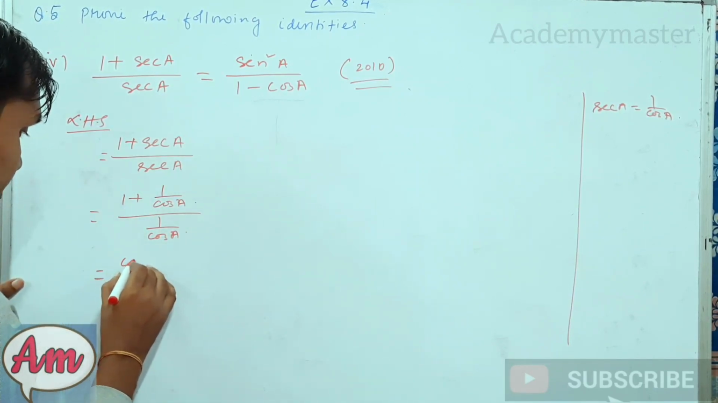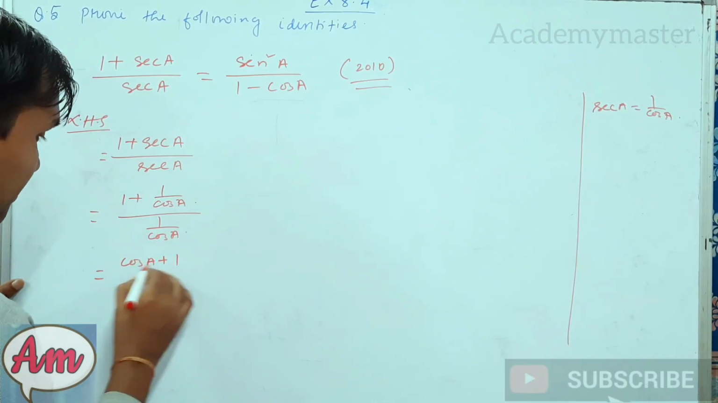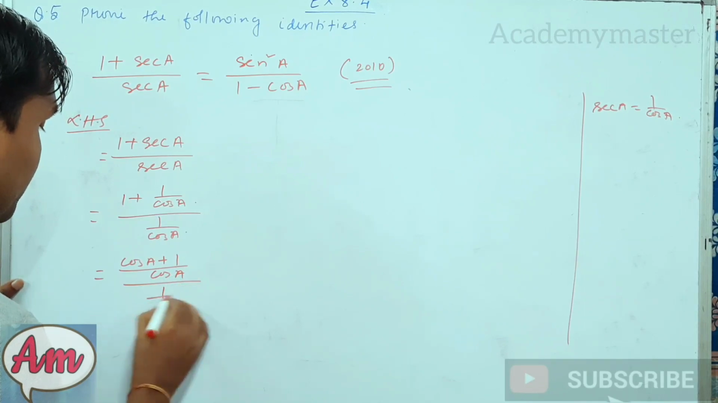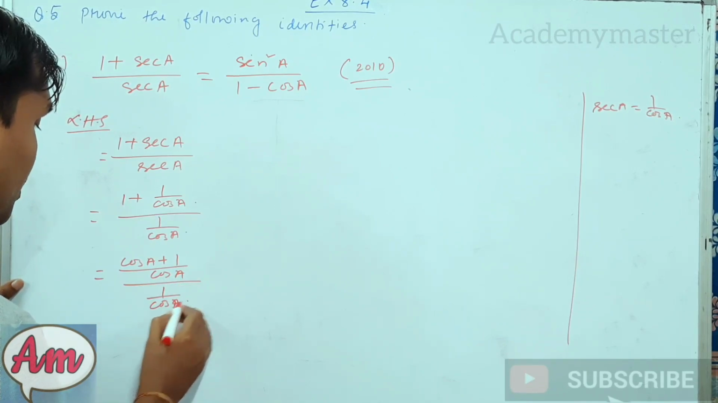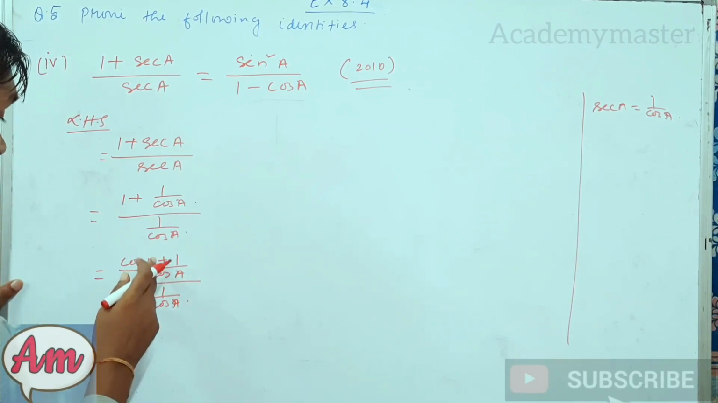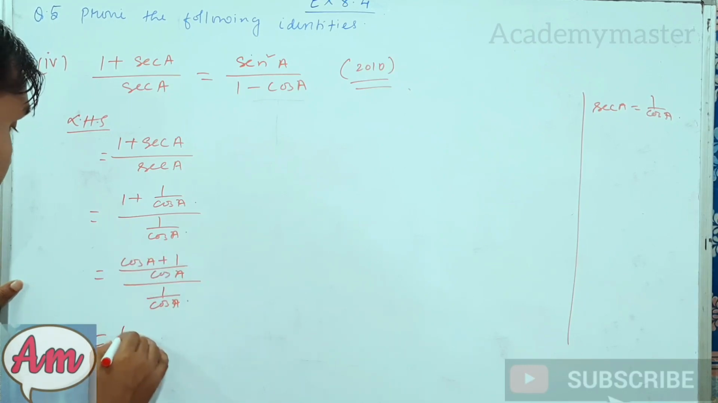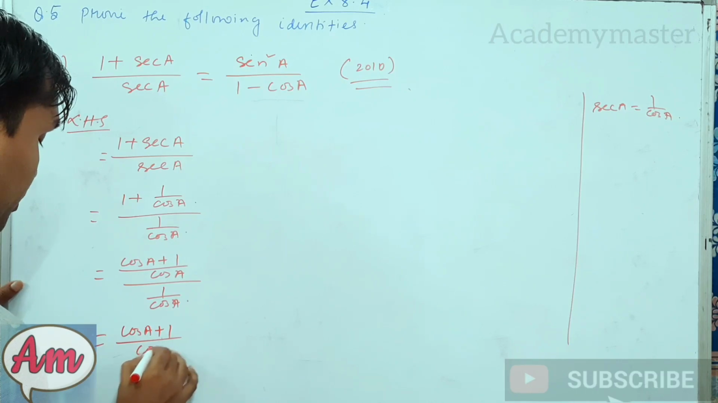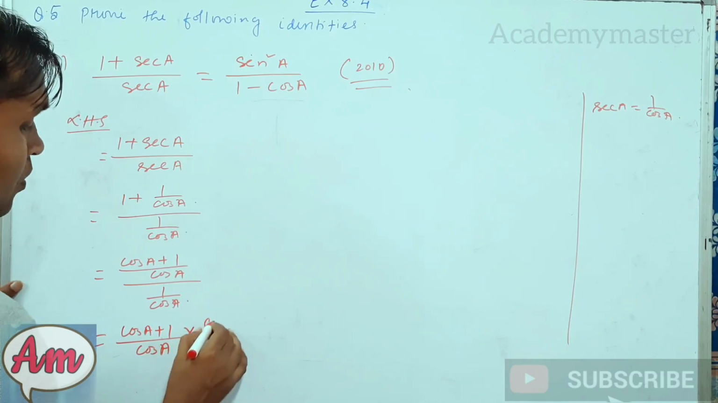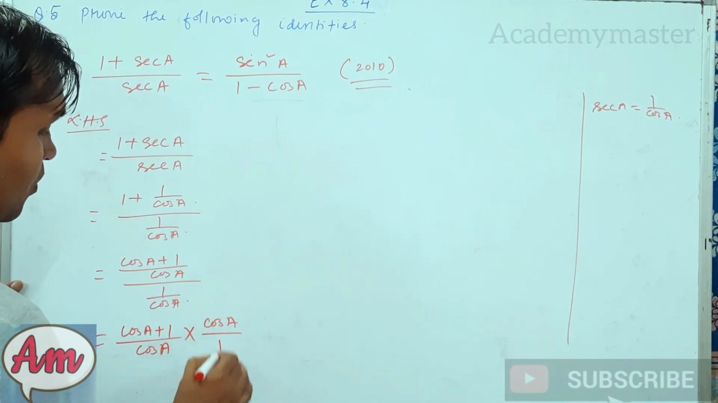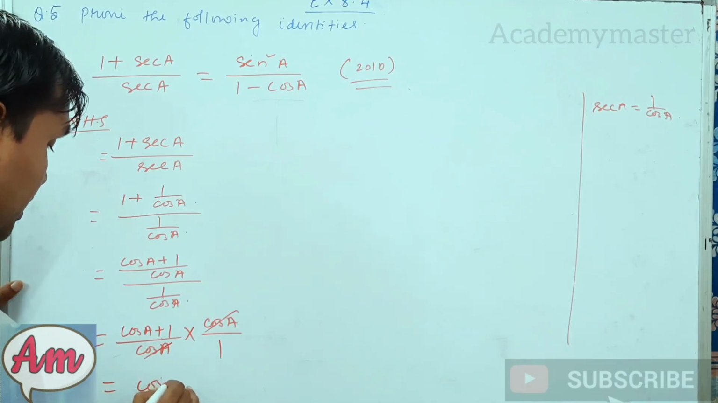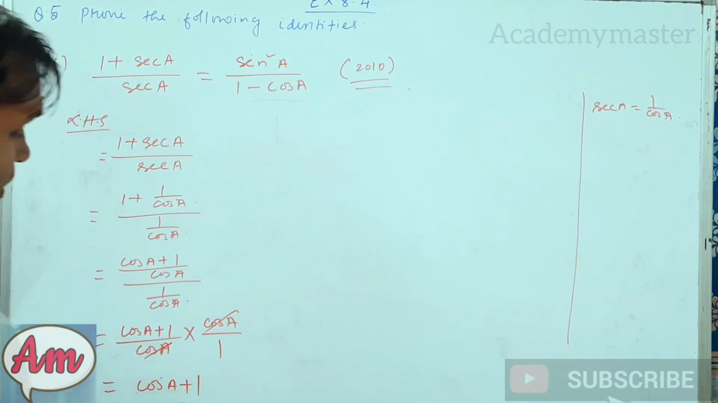So it will be LCM if you take, cos A plus 1 by cos A divided by 1 by cos A. Now what we will do, this is divided, we will convert it into multiplication. Then 1 by cos A into cos A will go up, 1 will come down, cos A cancel, so we got cos A plus 1. So we got LHS this one.